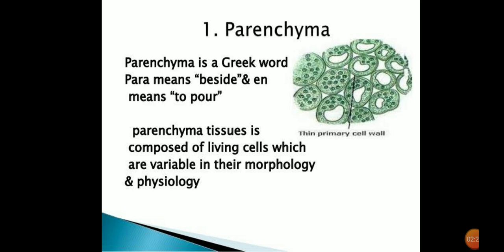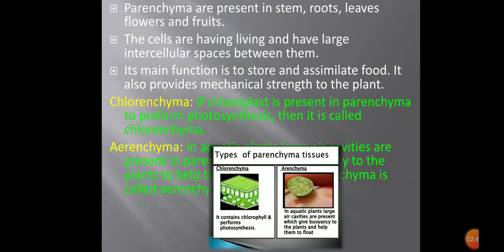First, let us see about parenchyma. So parenchyma will be otherwise called as filler tissues. Okay, filler, F-I-L-L-E-R, filler tissues. Now, in this parenchyma, para means beside and chyma means tissues. Always which is present in the stem, roots, leaves, flowers and fruits. And it is a living tissue. Living cells. Okay, these cells are living and have large intercellular spaces between them. Its main function is to store and assimilate food. It provides mechanical strength to the plant.